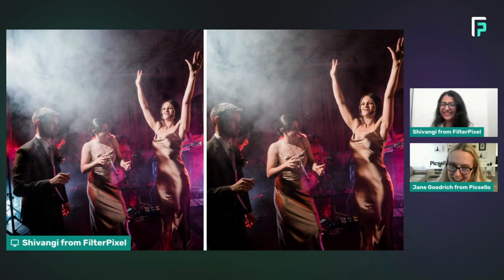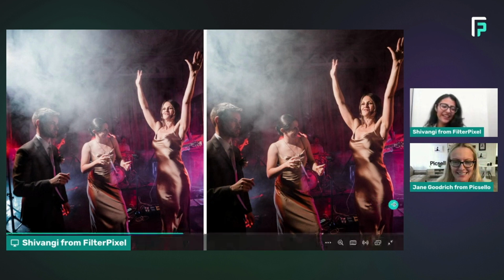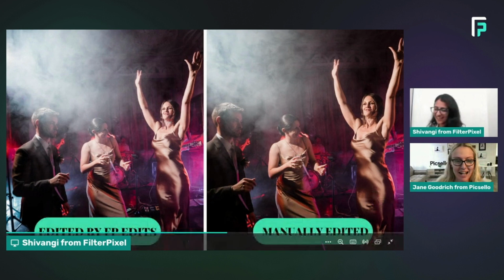I'm going to go with the right one is FilterPixel. Study the photographer. Totally. Yeah. The right one. Please be right. Okay. And you're wrong.